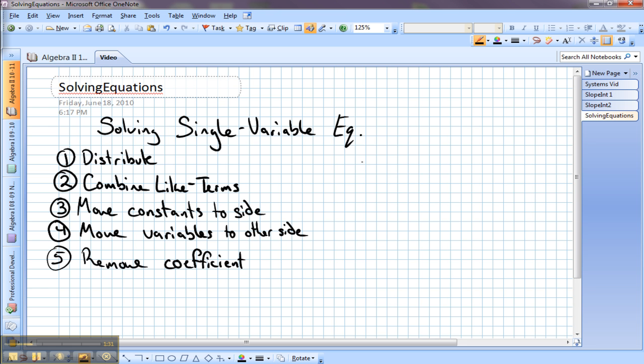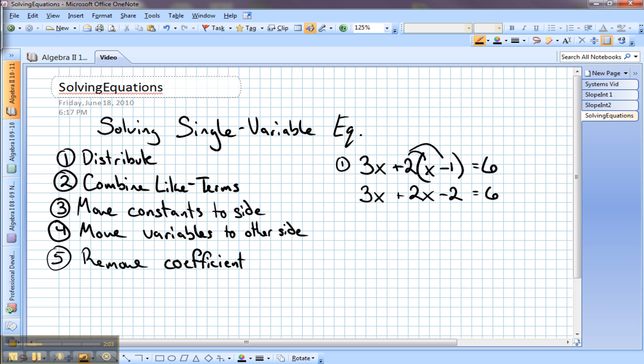One example might be 3x plus 2 times the quantity x minus 1 equals 6. You'll notice that because we have a set of parentheses, we need to distribute first. So in this case, we will distribute our 2, and then that would give us 3x plus 2x minus 2 equals 6. Remember, when you're distributing, you are multiplying.